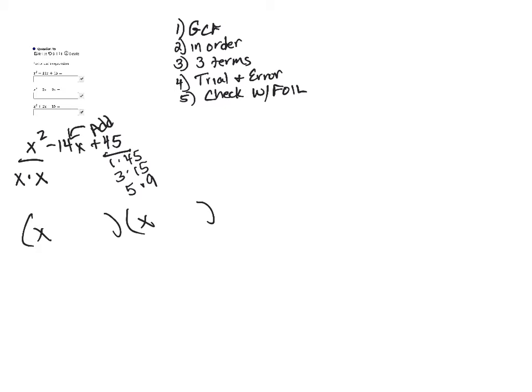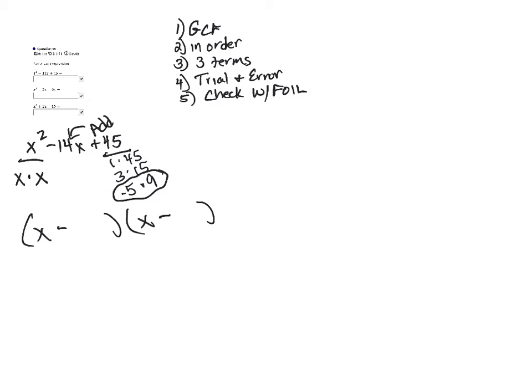So if that last term is plus, that means the signs have to be the same, and they're the sign that the middle term is. So they're both going to be a negative. And now we want the set that multiplies to get us 45, and then we add, we get a 14. So that would be 9 and 5, right? 9 times 5 is 45.